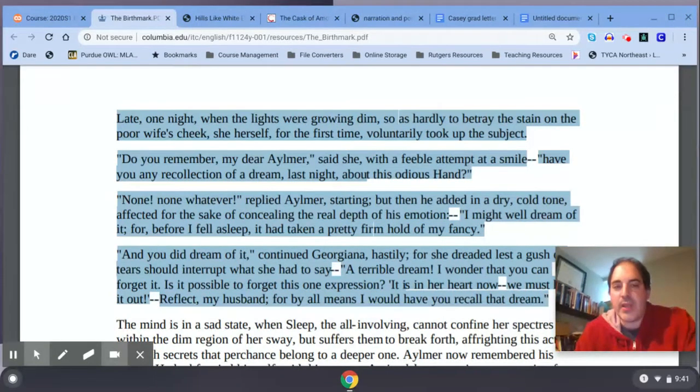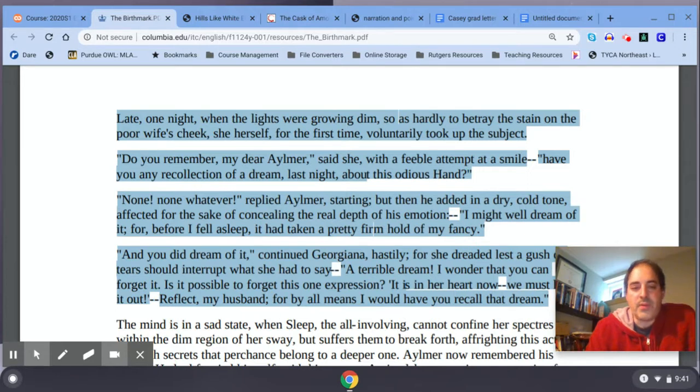Late one night, when the lights were growing dim, so as hardly to betray the stain on the poor wife's cheek, she herself, for the first time, voluntarily took up the subject. "Do you remember, my dear Aylmer," said she, with a feeble attempt at a smile, "have you any recollection of a dream last night about this odious hand?" "None whatever," replied Aylmer, starting, but then he added, in a dry, cold tone, affected for the sake of concealing the real depth of his emotion, "I might well dream of it, for before I fell asleep it had taken a pretty firm hold of my fancy."